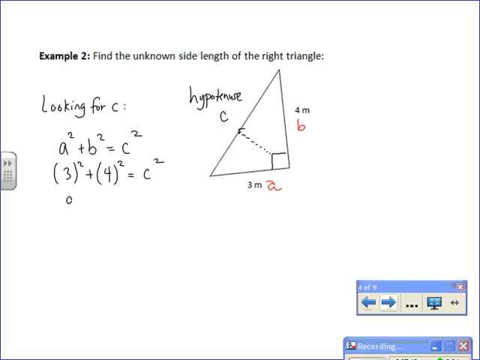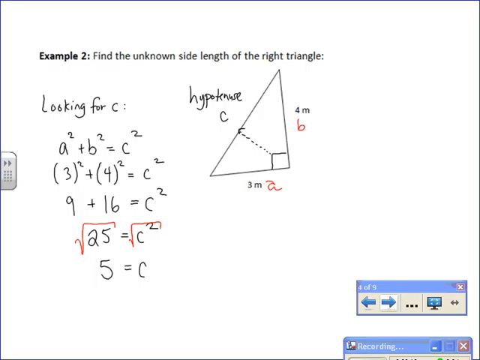Well, 3 times 3 is 9. Okay, I'm just going to drop my units for a moment just to simplify my calculation. And 4 times 4 is 16, and that's equal to C squared. Well, 9 plus 16 is 25, and 25 is equal to C squared. So the last thing I need to do here is square root this C squared to get C, and I have to square root the other side of that equation to keep it equal. And so I get C is equal to the square root of 25, which is 5.